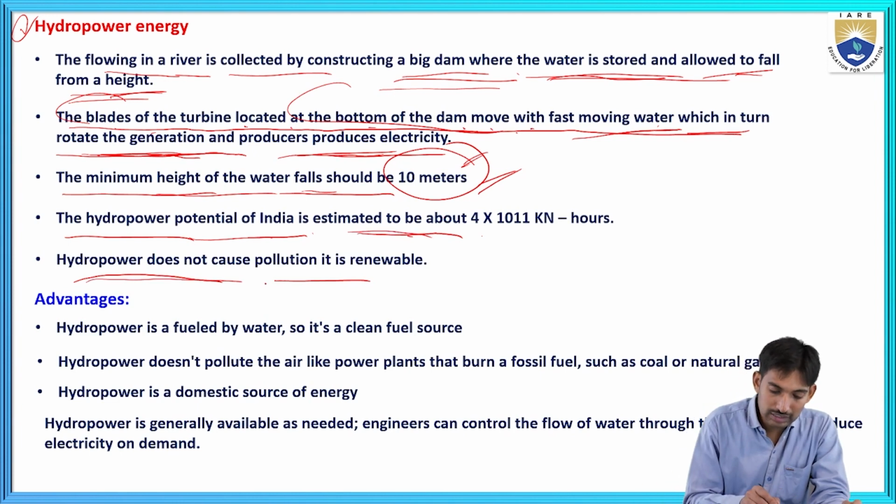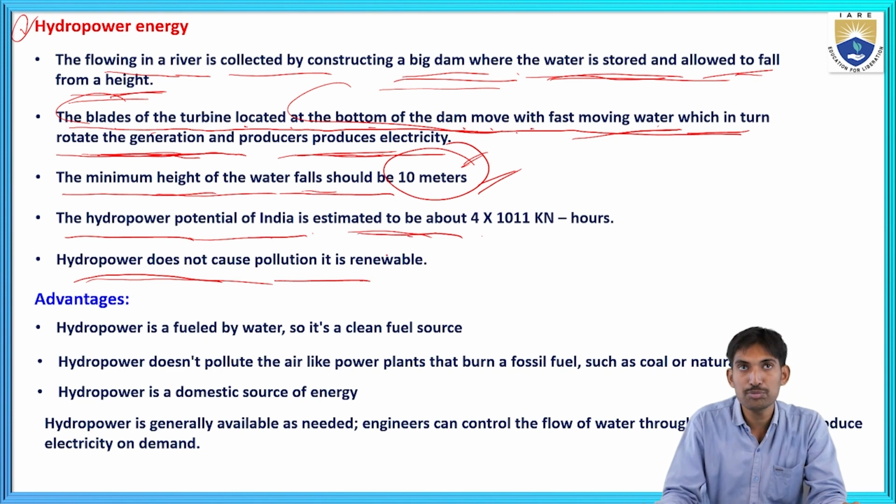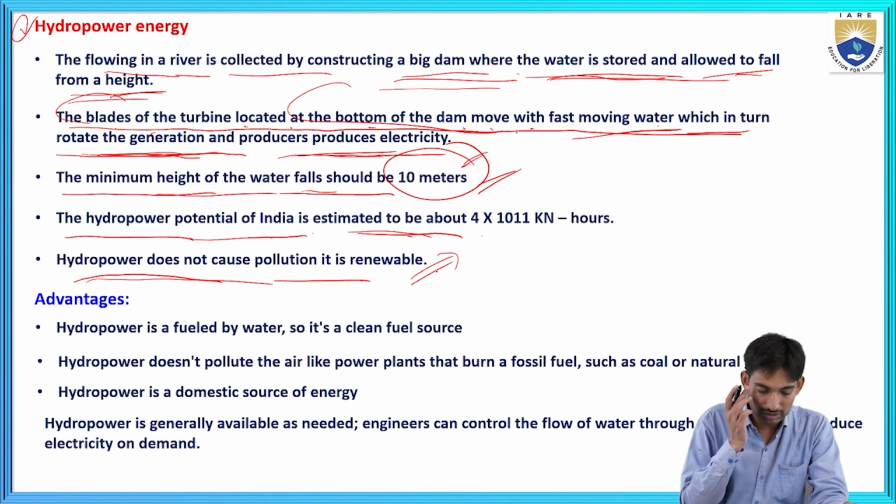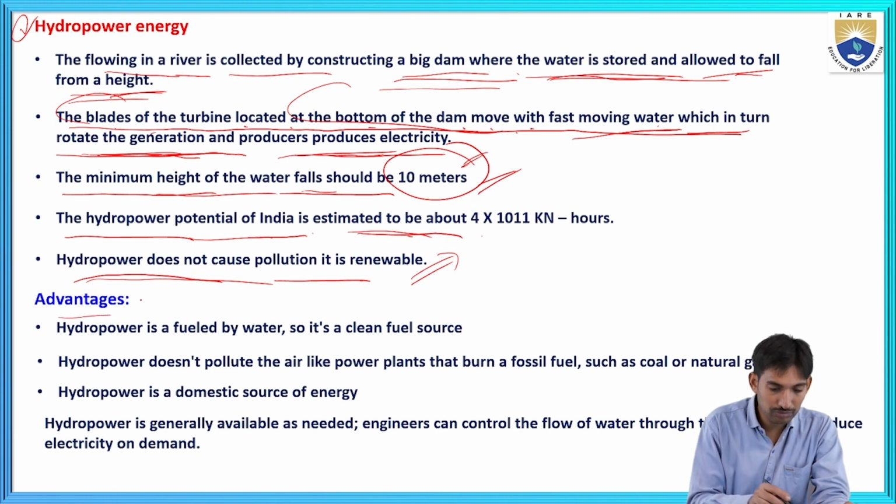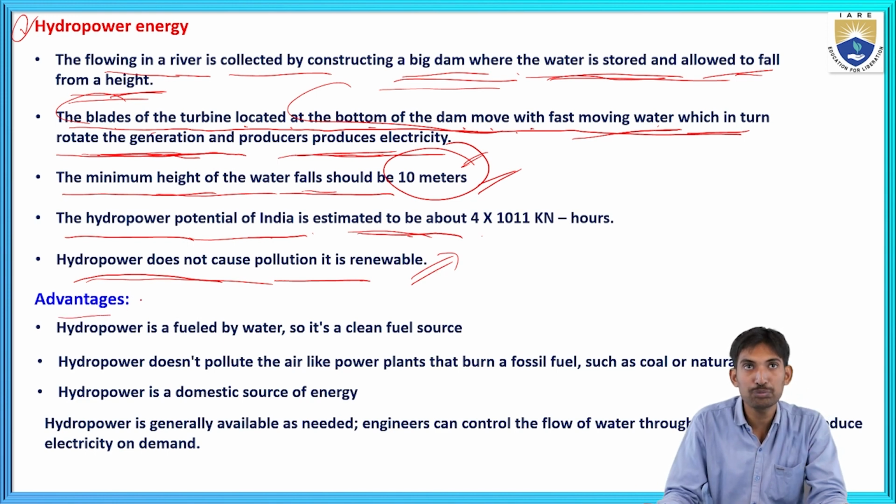Hydropower does not cause any pollution. It is a renewable energy source. The advantages of hydropower energy.